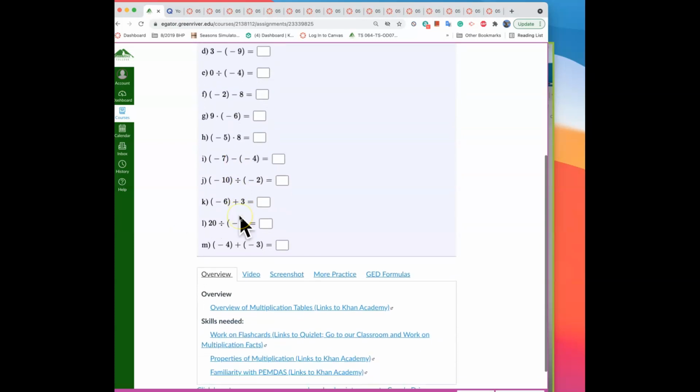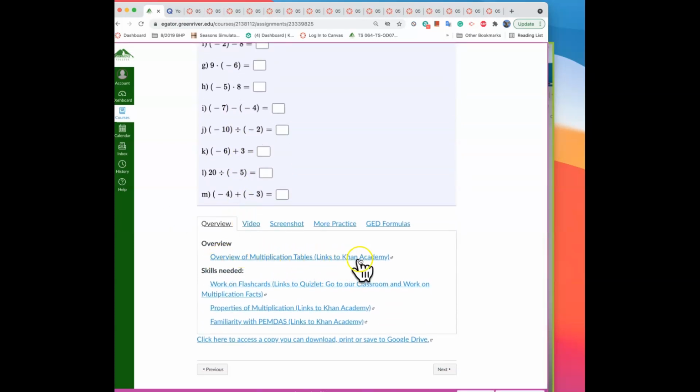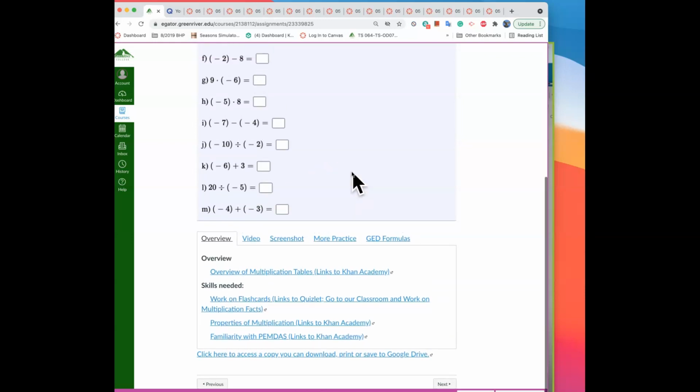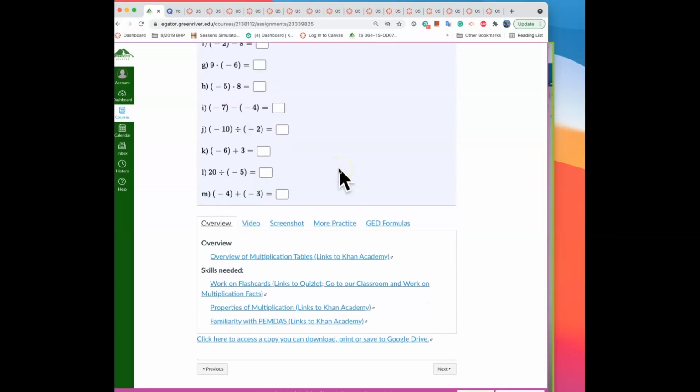There's always an overview here. Multiplication tables, a link to Khan Academy. Here's a link to Quizlet where you can go to our classroom and work on the multiplication facts from week 1. That's what we do the first week always. There's also properties of multiplication with links to Khan Academy, and a PEMDAS link, because addition and subtraction follow their own rules and they are different from multiplication and division.